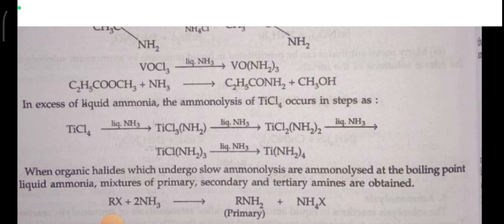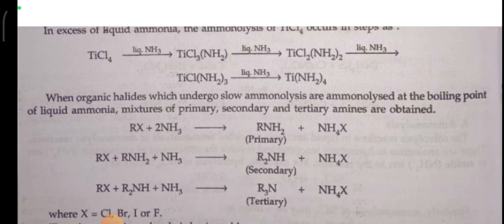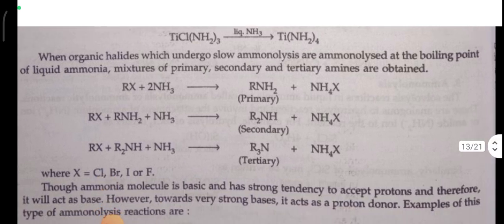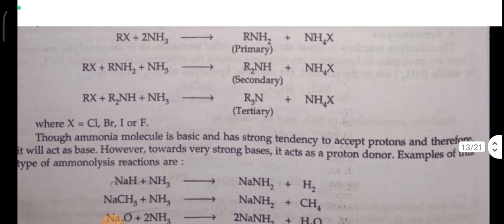In excess of liquid ammonia, the ammonolysis of TiCl4 occurs in steps. TiCl4 gives TiCl3NH2, which again reacts with liquid ammonia to give TiCl2(NH2)2, then TiCl(NH2)3, or Ti(NH2)4. When organic halides which undergo slow ammonolysis are ammonolyzed at the boiling point of liquid ammonia, mixtures of primary, secondary and tertiary amines are obtained.